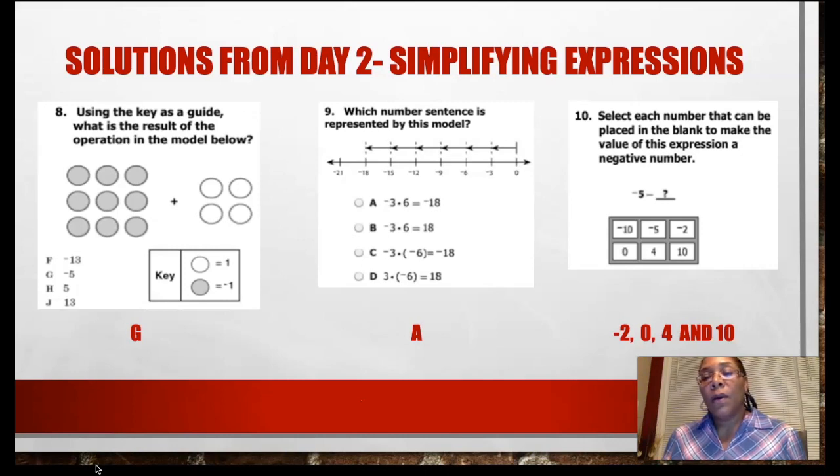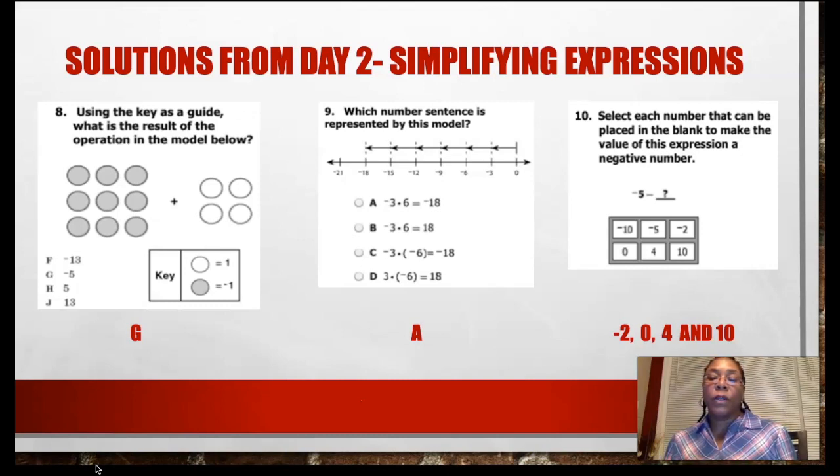And then number 10, select each number that can be placed in the blank to make the value of this expression a negative number. You would have had to take each of those, as we continually talk about, actually placing those numbers in, making a fold, doing a hot dog fold, making that sheet of 6, and placing each of your problems in each box so that you can have plenty of space to write it out. So I did negative 5 minus the negative 10. When I write that out, I would get a positive number, because negative 5 plus a positive 10 gives me a positive 5.